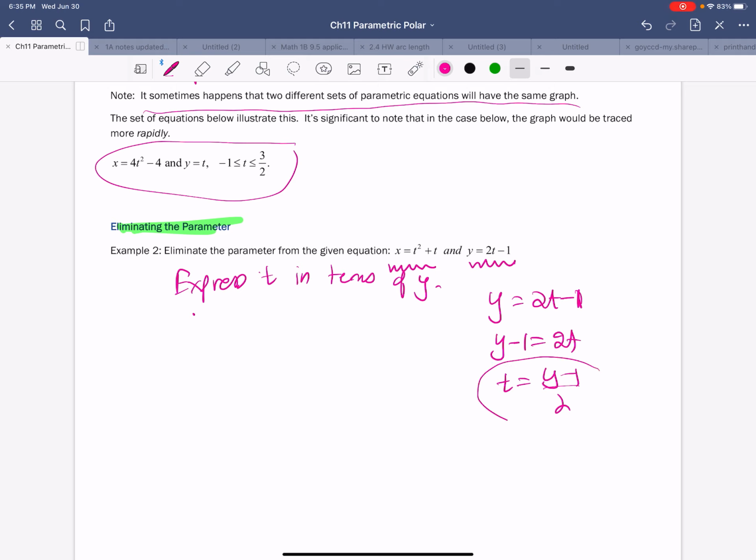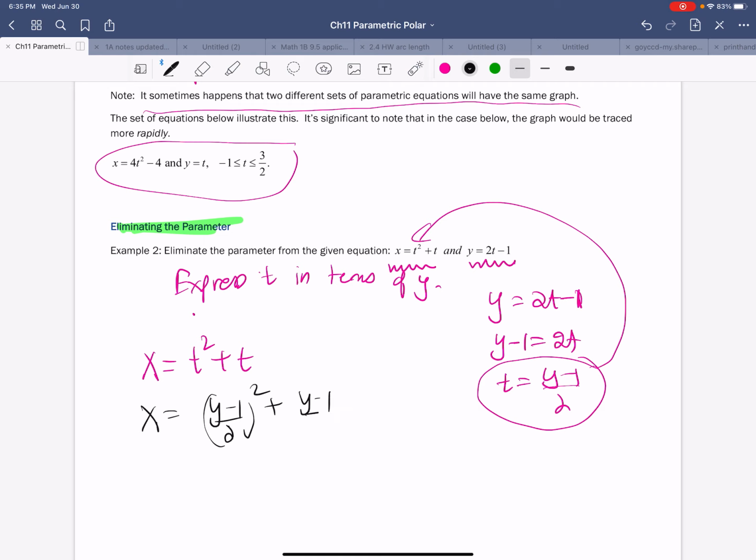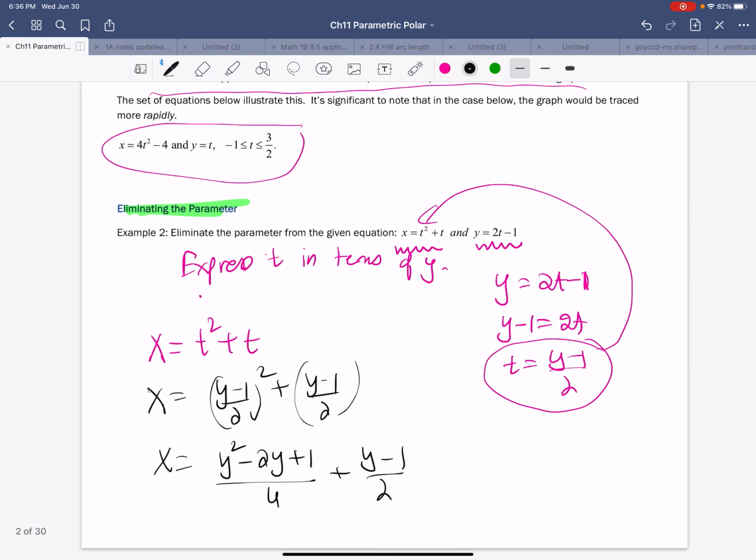Now we're going to substitute this t into the other part of the equation, the x part. x is equal to t squared plus t, so I'm going to replace the t: x is equal to ((y minus 1) over 2) squared plus (y minus 1) over 2. Now we're going to go ahead and simplify it. Open up the brackets: (y squared minus 2y plus 1) over 4 plus (y minus 1) over 2.